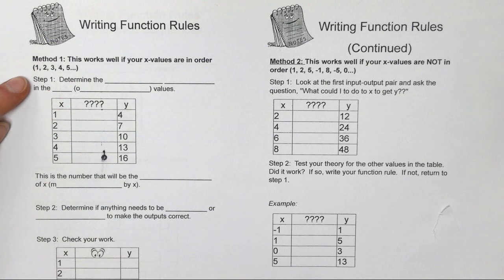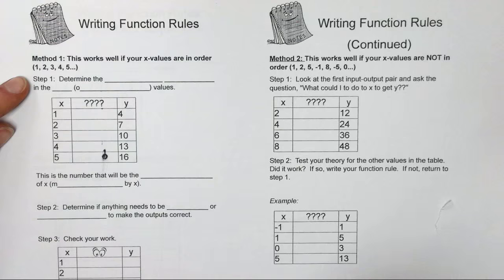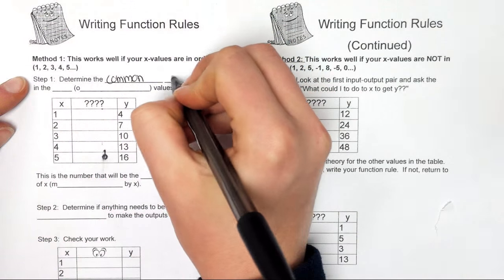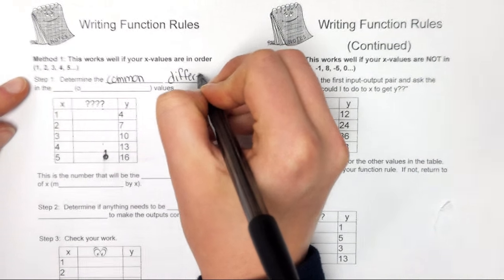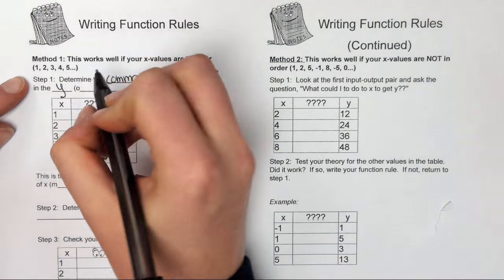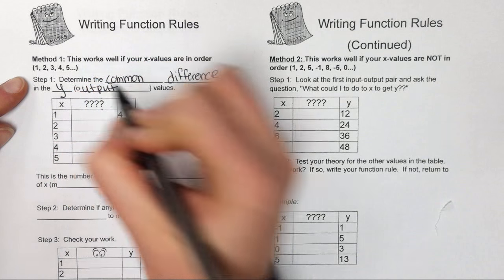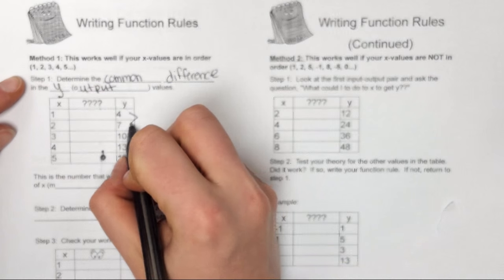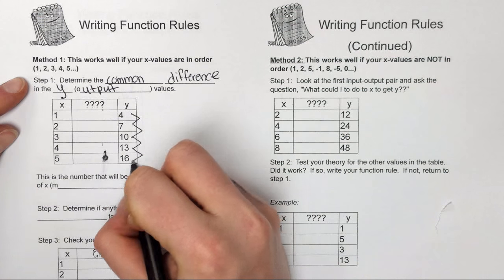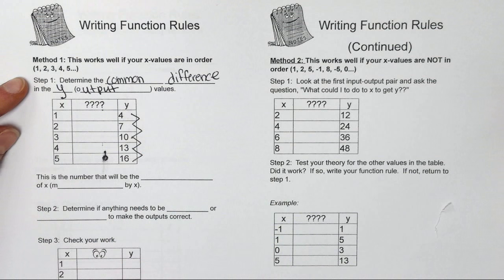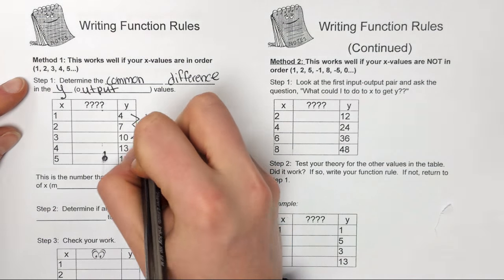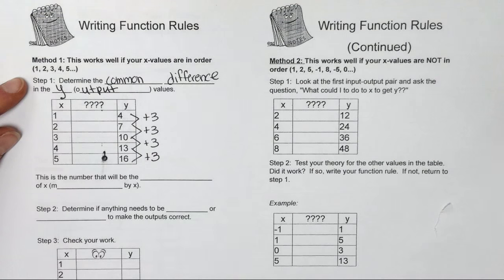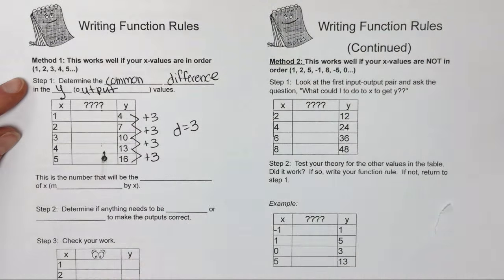All right, so step 1 is to determine the common difference in the y values, or the output values. So how do I get from 4 to 7, 7 to 10, 10 to 13, 13 to 16? What is my pattern? Well, I'm going to add 3 each time. So my common difference is going to be 3.